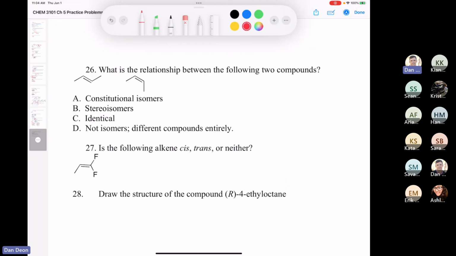What's the relationship between these two compounds in 26? Could anybody answer this one? We've got trans 2-butene. So this is trans, and this is cis 2-butene. What would be the relationship between these guys? Exactly. They're stereoisomers. Yeah, more specifically, they're diastereomers. Good.